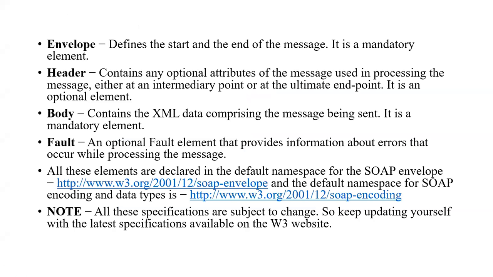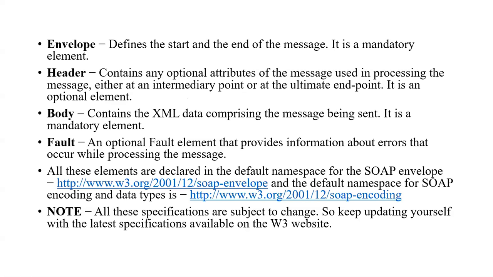So here we use envelope, which defines the start and end of the message. It is a mandatory element. So our first tag should be envelope here. Next one is the header. Header contains any optional attributes of the message used in processing the message, either at an intermediary point or the ultimate endpoint. It is an optional element. So in header, we give the information regarding our messages, what information that we want to share.